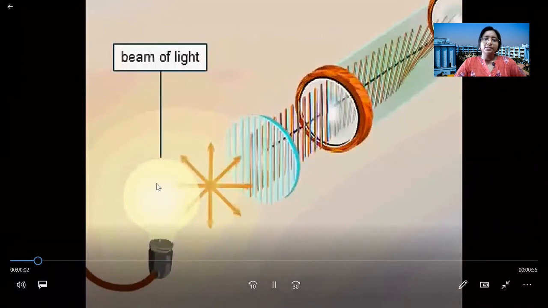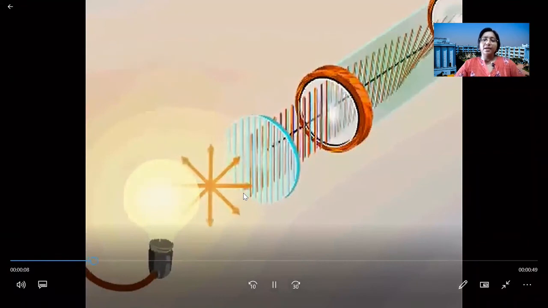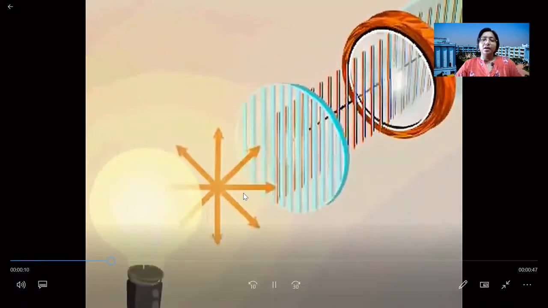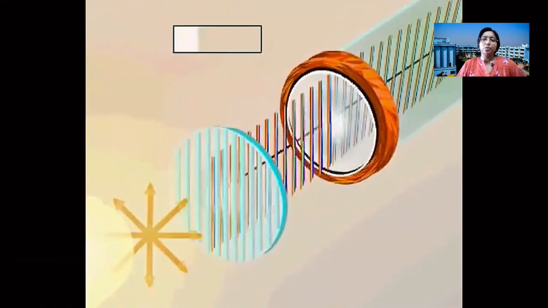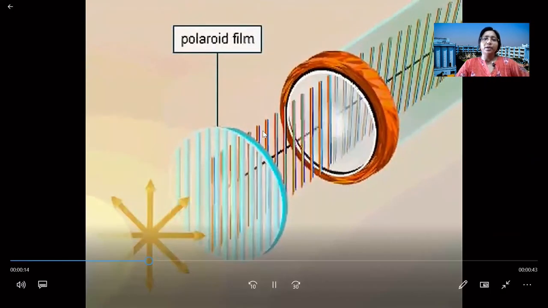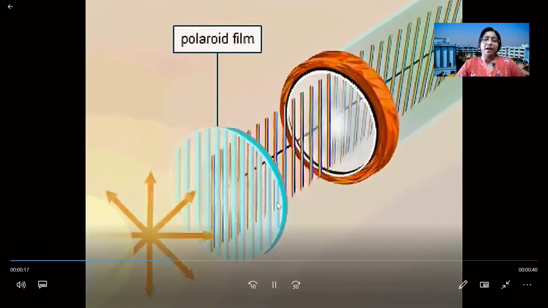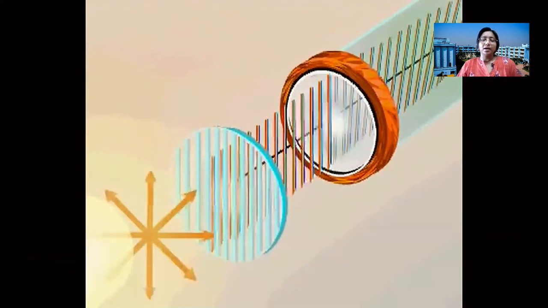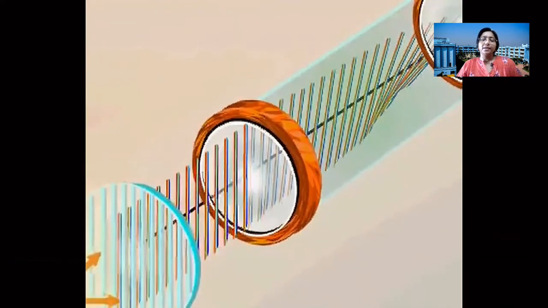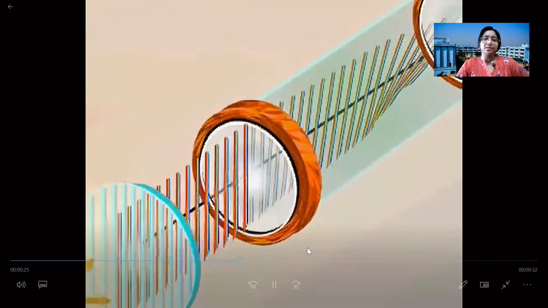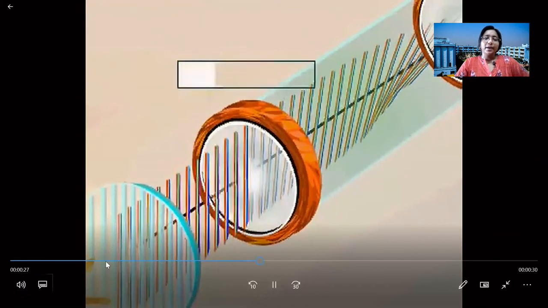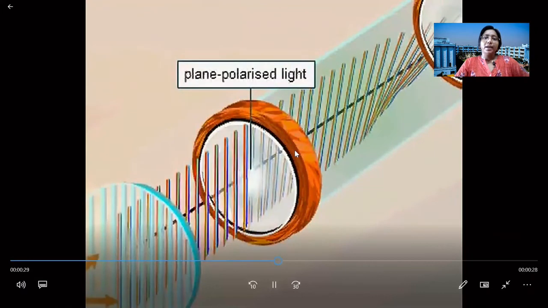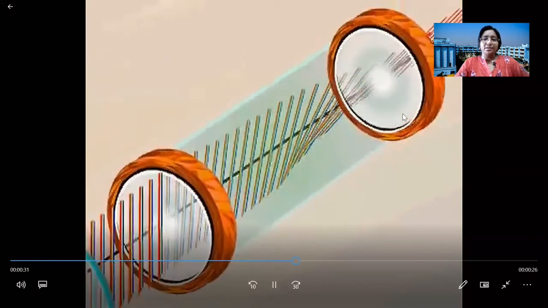So it is the beam of light. It can give vibration, that means electromagnetic light, in all directions perpendicular to it. Now it is the polarized film. It can absorb all the light except the plane polarized light. Now you can see the beam of plane polarized light.